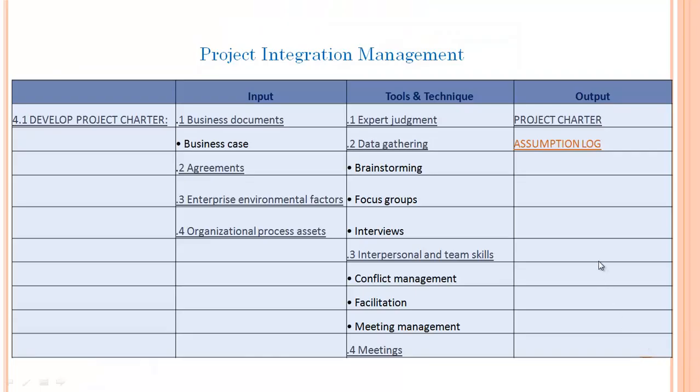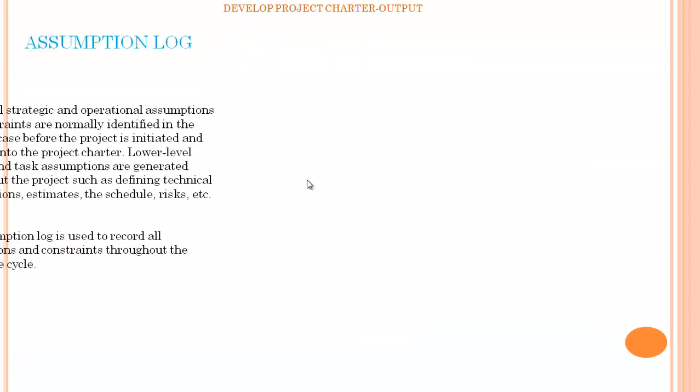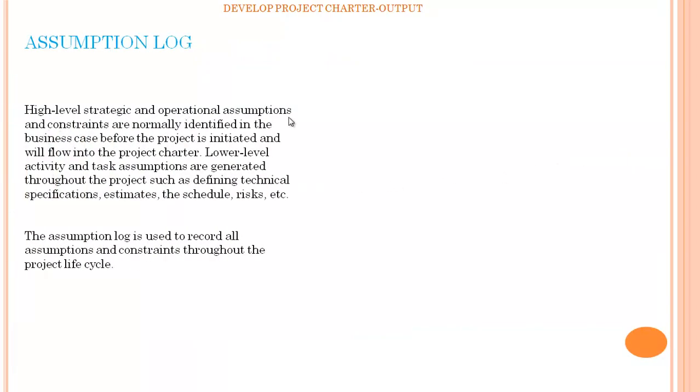Now we'll explore the next output, that is assumption log. High-level strategic and operational assumptions and constraints are normally identified in the business case before the project is initiated and will flow into the project charter. Lower-level activity and task assumptions are generated throughout the project, such as defining technical specifications, estimates, the schedule, risk, etc. The assumption log is used to record all assumptions and constraints throughout the project lifecycle.